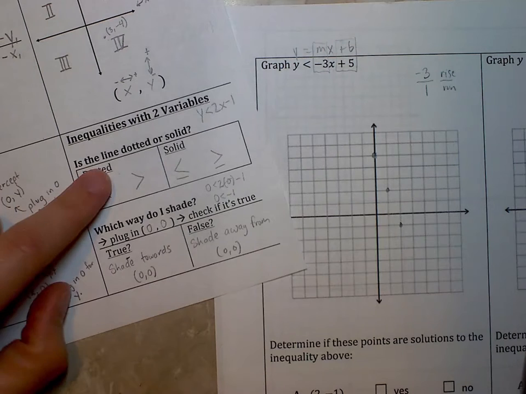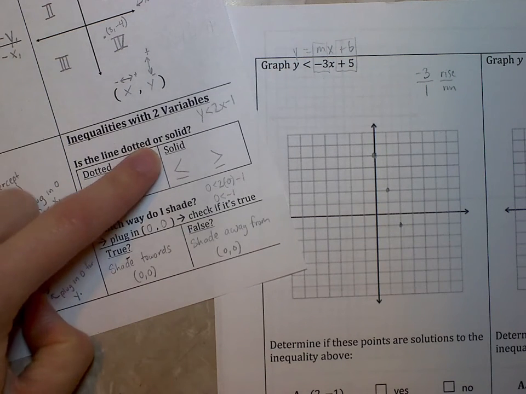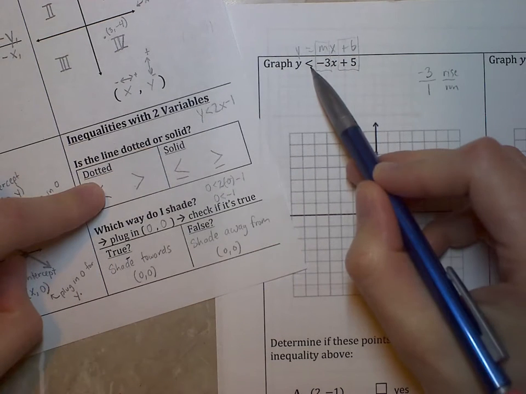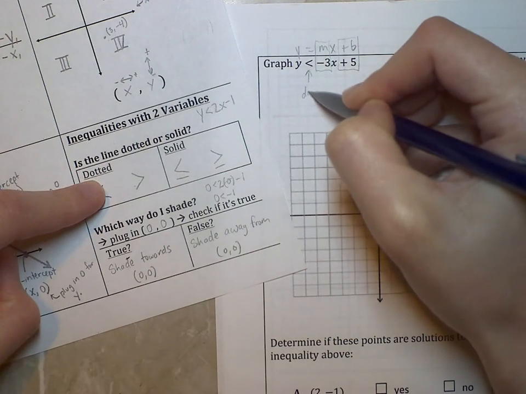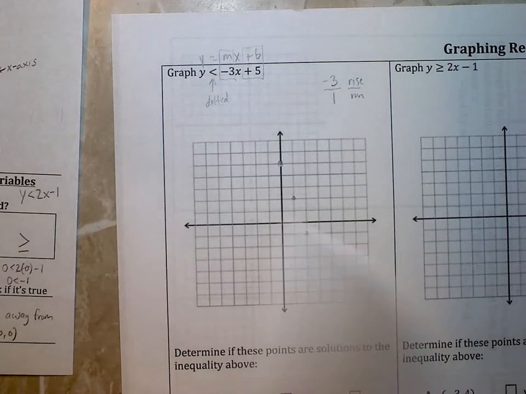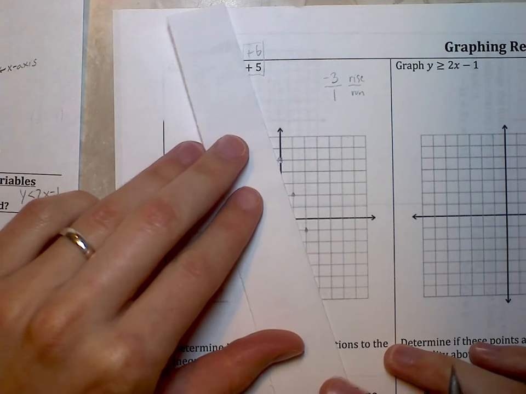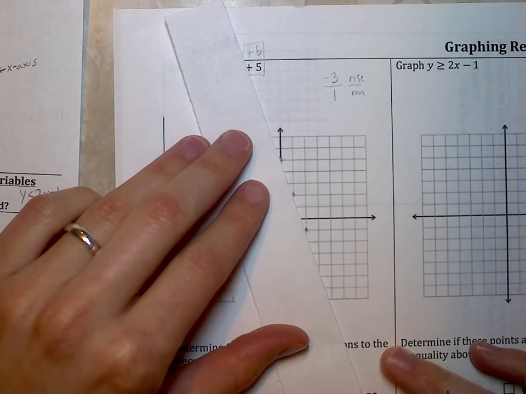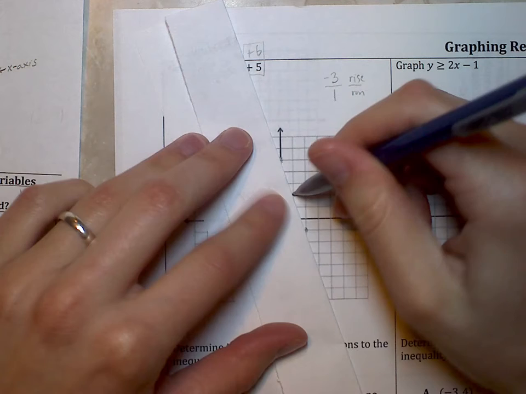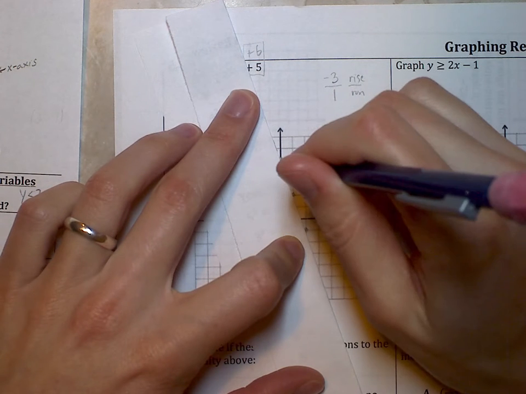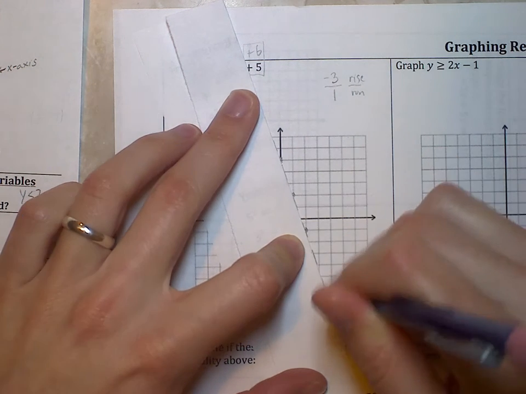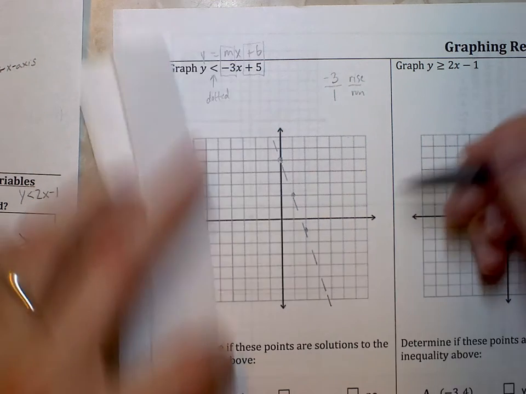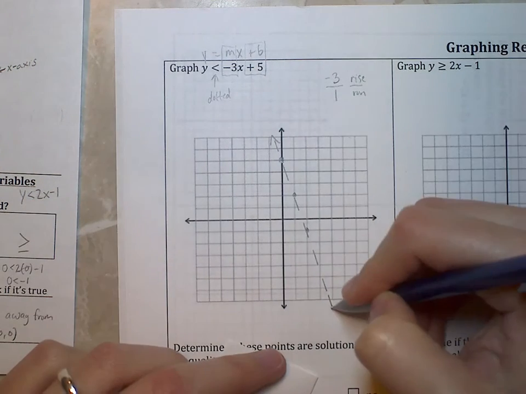But first question, is the line dotted or solid? Well, this is a less than sign. There's no line underneath, so this is going to be dotted. So I'm going to draw my line dotted. The way that looks is, rather than draw it straight, I'm just lifting up my pencil, right? Put the arrows on the end.